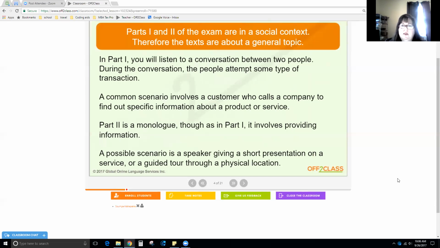Okay, part 1 and 2 of the exam are in a social context. Therefore, the texts are about a general topic. In part 1, you will listen to a conversation between 2 people. During the conversation, the people attempt some type of transaction. So transaction, we could think of somebody paying somebody, or maybe it's an exchange of information. A common scenario involves a customer who calls a company to find out specific information about a product or service. Or maybe it's someone walking down the street asking directions and receiving directions.